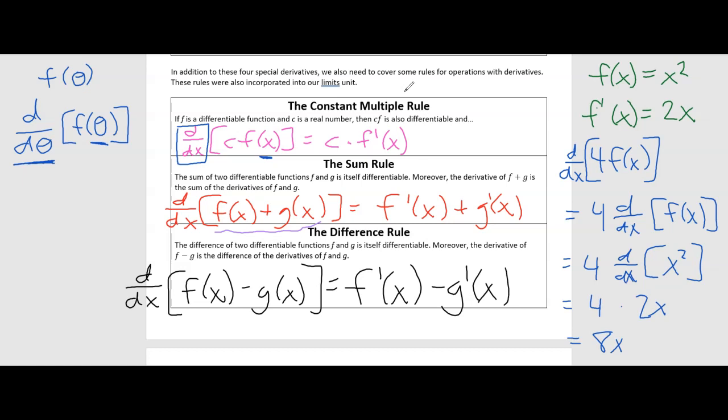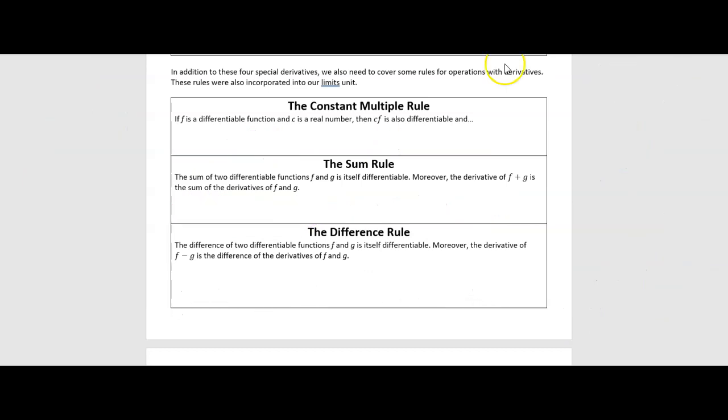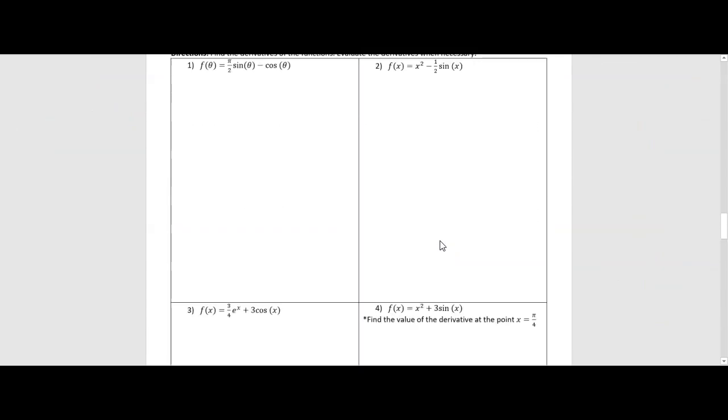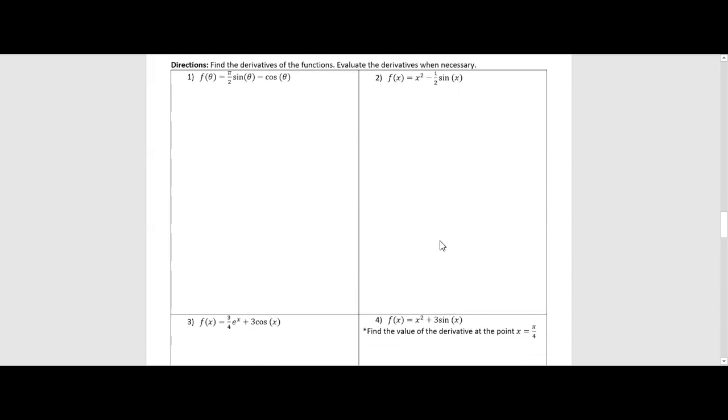And now let's move on to some problems and see if we can get through I believe we have 4 to do. 1, 2, 3, 4. Oh, 6 to do actually. We'll see if we get through all of them. We may just get through 3 to 4. It says find the derivatives of the functions. Evaluate the derivatives when necessary. So sometimes we'll just be asked for the general derivative. Sometimes we may be asked for the derivative at a specific x value or theta value, etc.